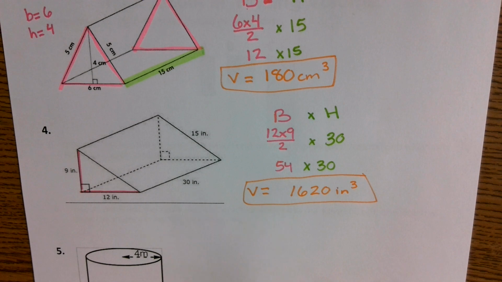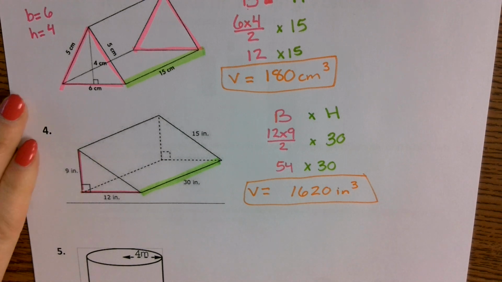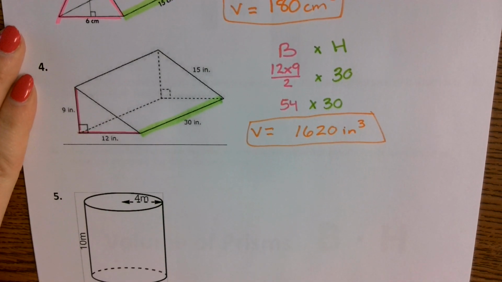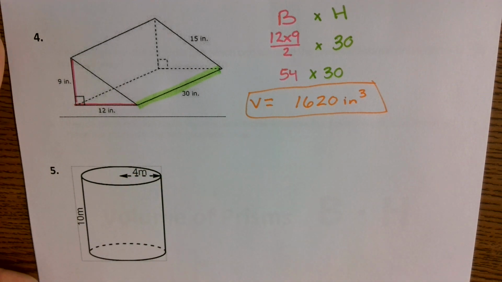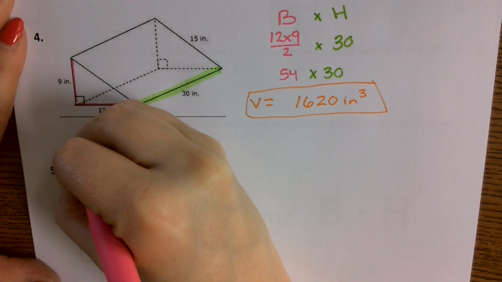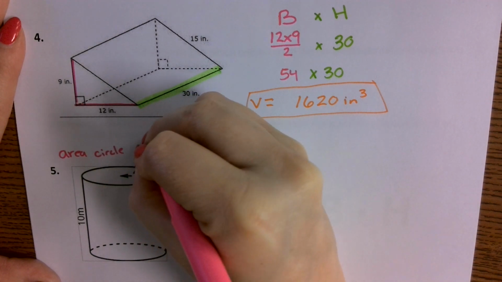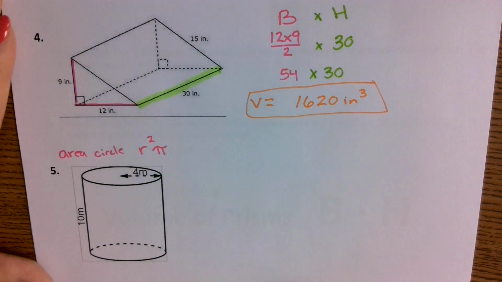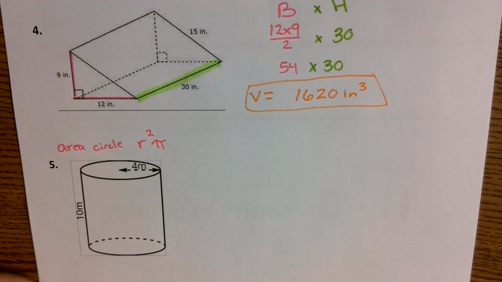Okay, again, guys, all you are doing is finding the area of your base shape and multiplying it by the height that connects it. Area of your base shape multiplied by the height that connects it. So if it's a circle, if we're talking about a cylinder, then the area of a circle is r squared times pi. R squared times pi. So you have to know what the radius is going to be.